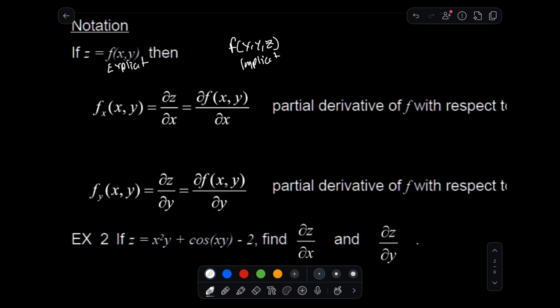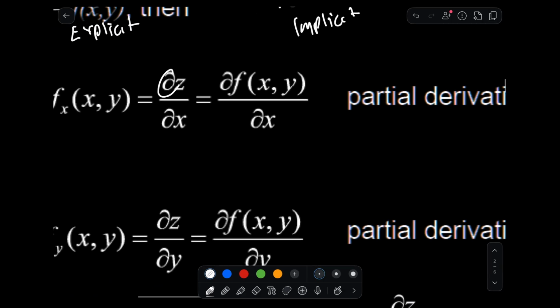We take the partial of a multivariable function f with respect to x. We get del, not d, del. This is kind of similar to taking d/dx, or dy/dx. However, this del symbol indicates that you're taking a partial derivative. You're not taking a normal derivative.